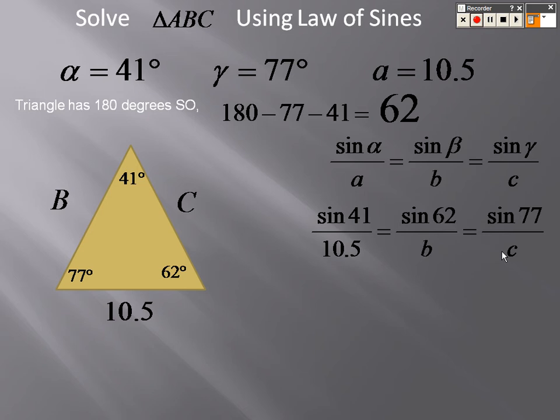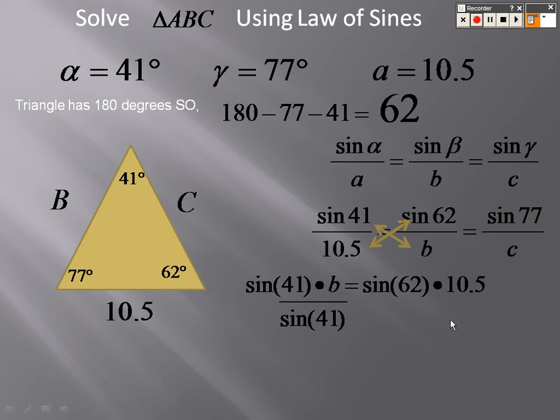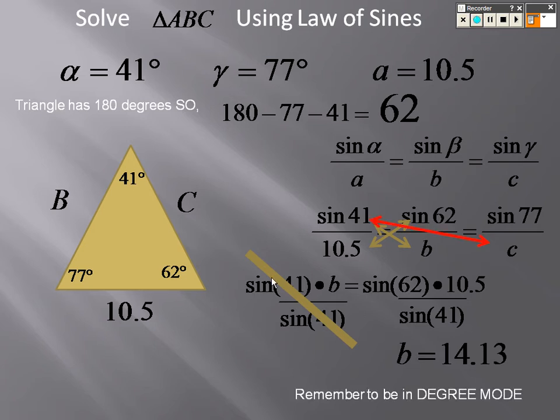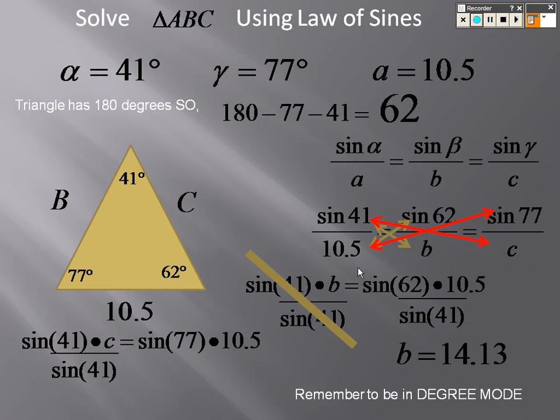So when I cross multiply, I get sine of 41 times B equals sine of 62 times 10.5. To solve for B, I divide by sine of 41 on both sides, and I figure out that B is 14.13. So now I need to do it again, but I need to do it with the 2 in the far outside. So I do sine of 41 times C equals sine of 77 times 10.5. So I divide both sides by sine of 41. I get C by itself, and I get 15.59 for C.